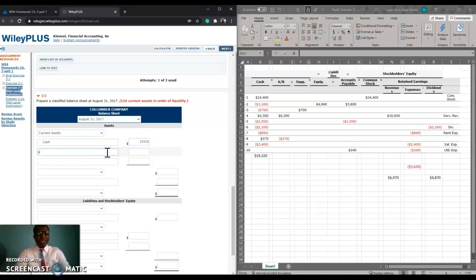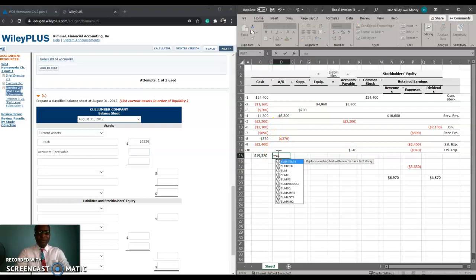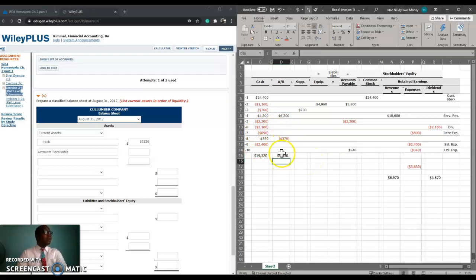And then for accounts receivable, we have to also calculate the total, which is equals to the sum, and then we close the brackets, hit enter, and it's 5,930. So 5,930 or 59.30.